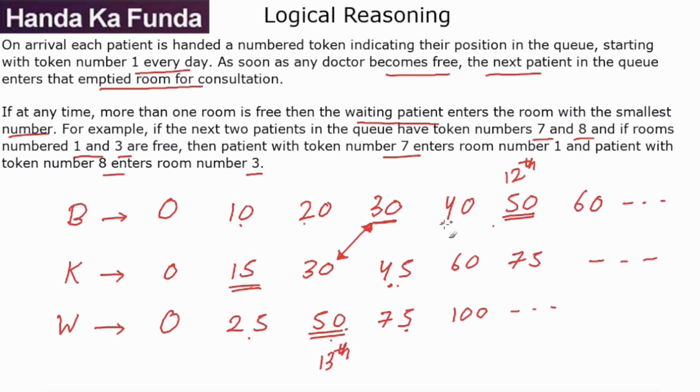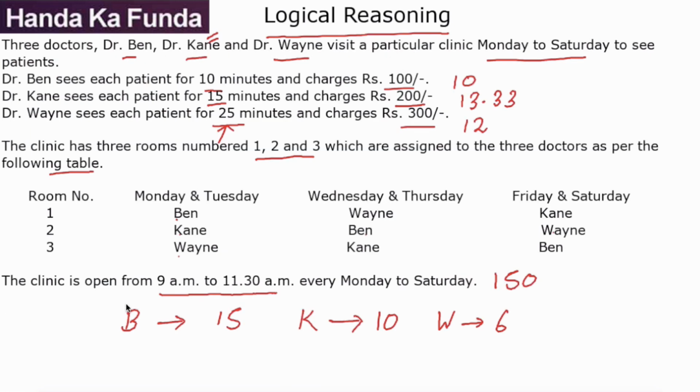So the 12th guy will go to the lesser room number and the 13th guy will go to the higher room number. So let's see what's happening in the rooms between Ben and Wayne. These are the only two that we are bothered about. On Monday, Ben and Wayne, Ben gets number 12 and Wayne gets number 13. On Wednesday and Thursday, Wayne gets number 12 and Ben gets number 13. On Friday and Saturday, Wayne gets number 12 and Ben gets number 13.